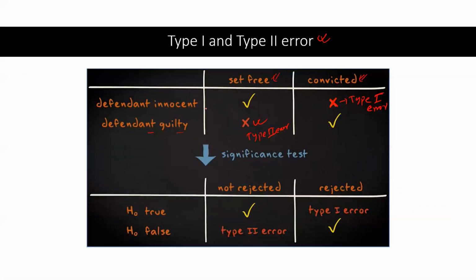If a person is innocent but he has been convicted for a crime, then that is your type 1 error. And if he is guilty, but he is set free, then that is your type 2 error. If your null hypothesis is true, but it is rejected, then that is type 1. If the null hypothesis is false and it is not rejected, then that is type 2 error. So these are all terminology that you need to remember.